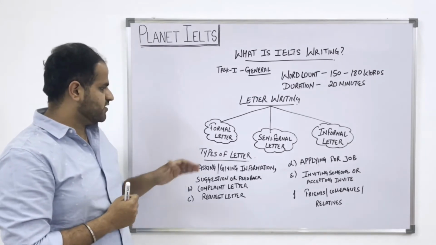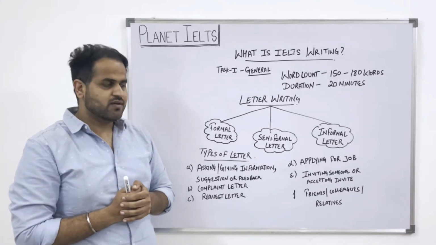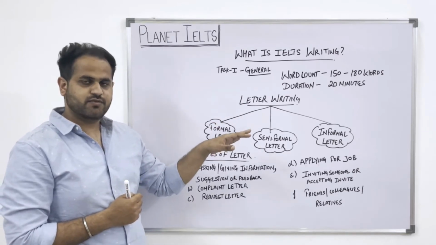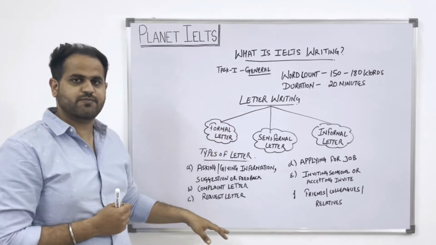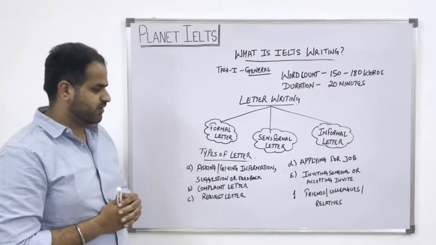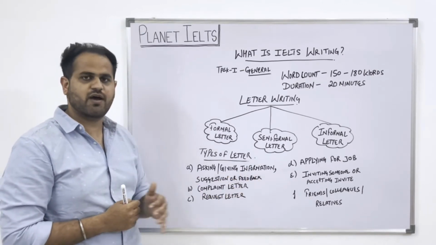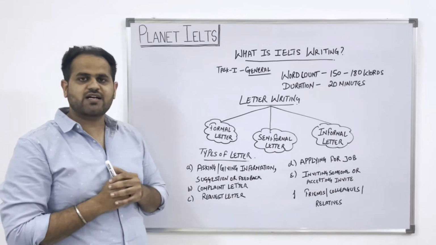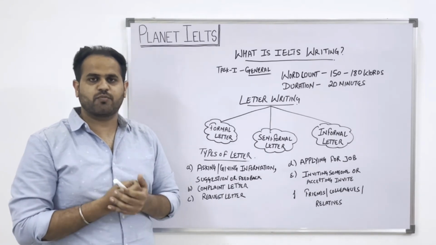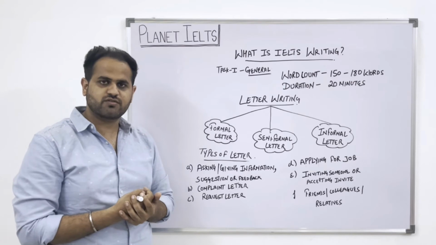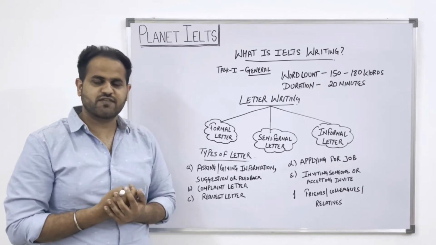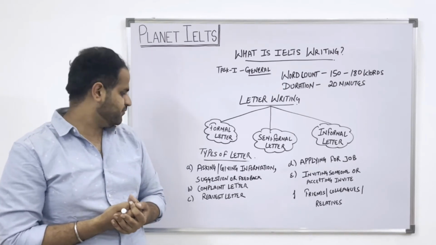Moving on to types of letter. Now, these letters will be divided into further types. Number 1, asking or giving information, suggestions or feedback. You can be asked to write about a topic where you need to give some information, seek some suggestion or give some feedback on a particular thing.